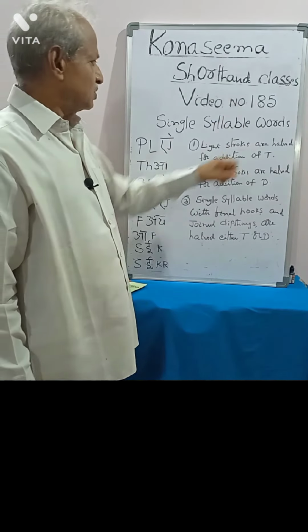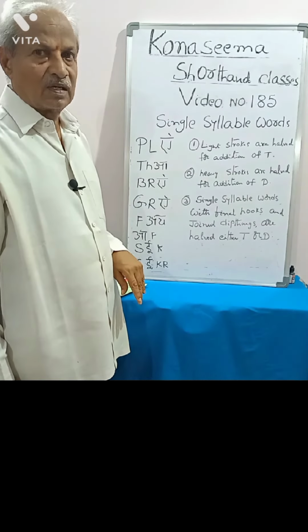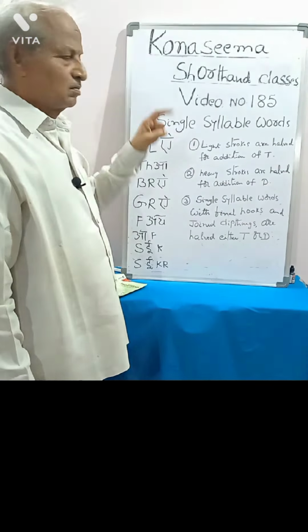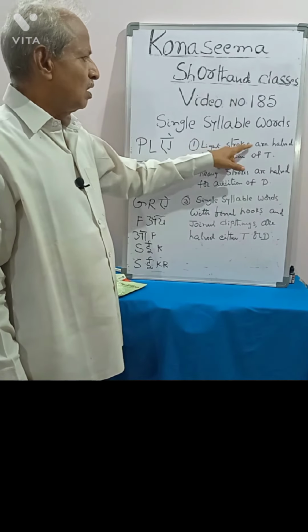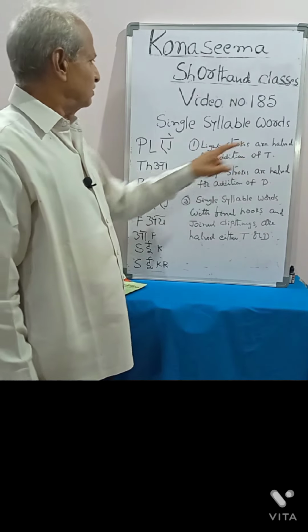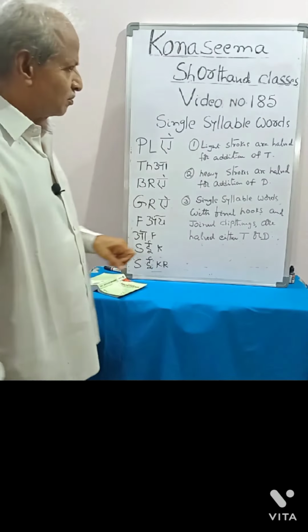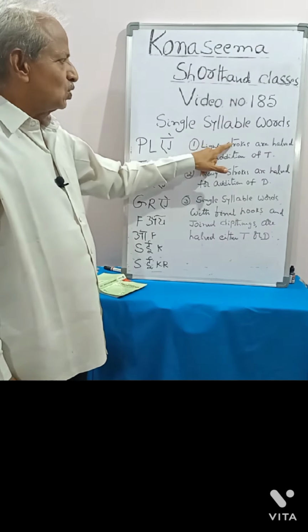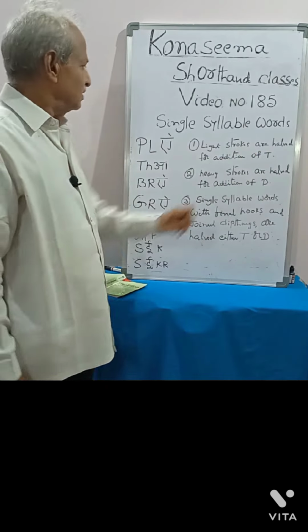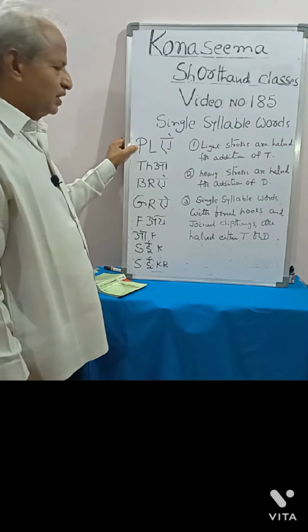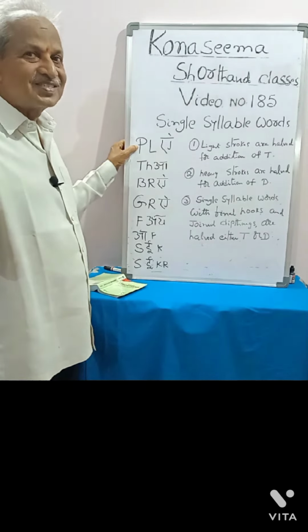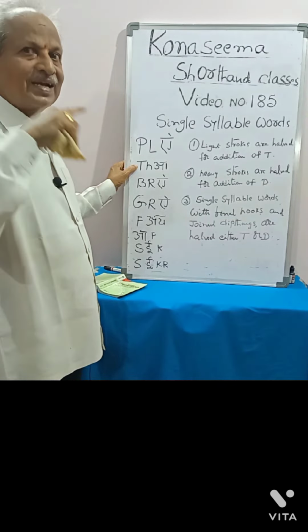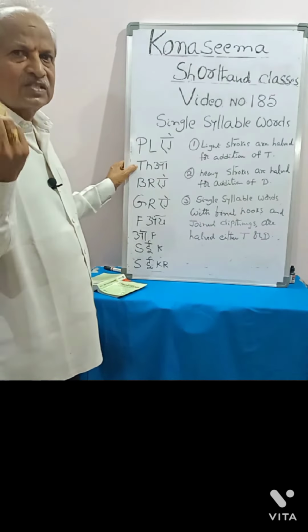Now, single syllable words. There are three rules for single syllable words to be halved. First rule is light strokes are halved for addition of T. In these words, light strokes are halved for addition of T. Here, what are the light strokes? P is the light stroke, whereas B is the heavy stroke. T is the light stroke, whereas D is the heavy stroke. Heavy means thick stroke.